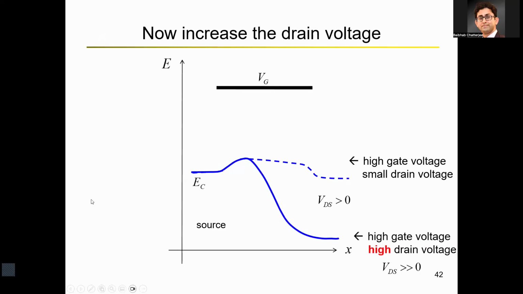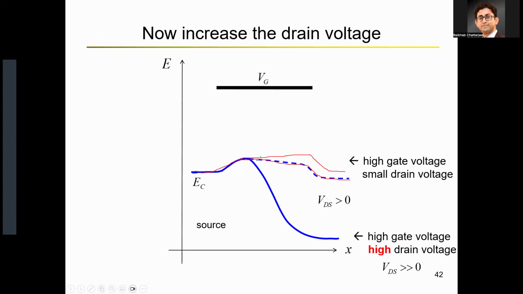Now, if you keep on applying more and more drain voltage, this is what will happen. First you had this with zero drain voltage, then you applied a little bit of drain voltage, and as you keep on applying more and more drain voltage, you start seeing this. So what does that mean? That means the slope is higher and higher as you apply a drain to source voltage which is greater than zero, and you're applying higher and higher amounts of drain to source voltage.